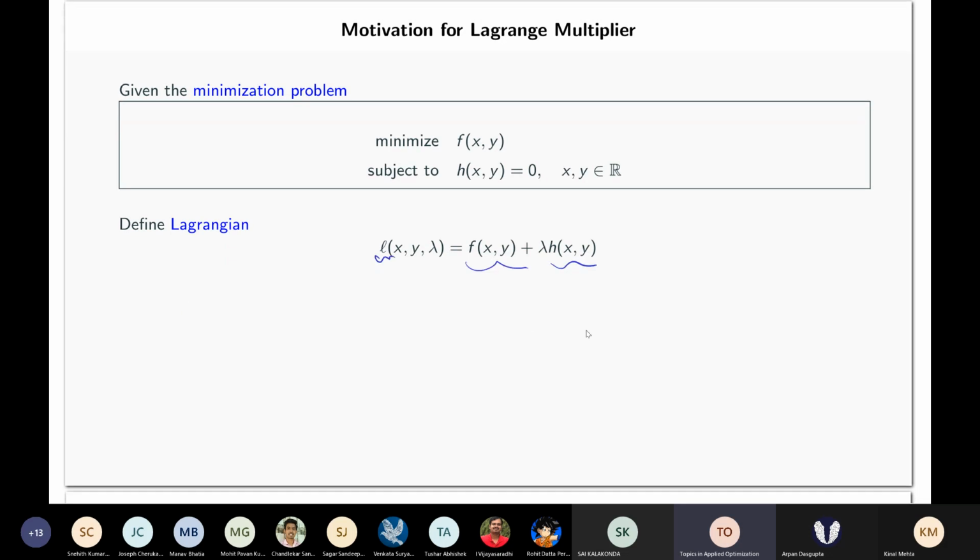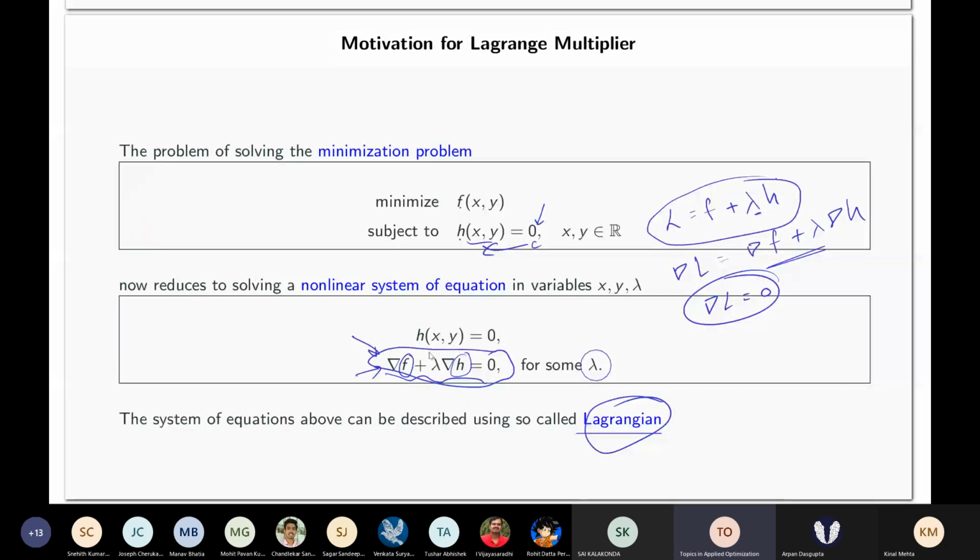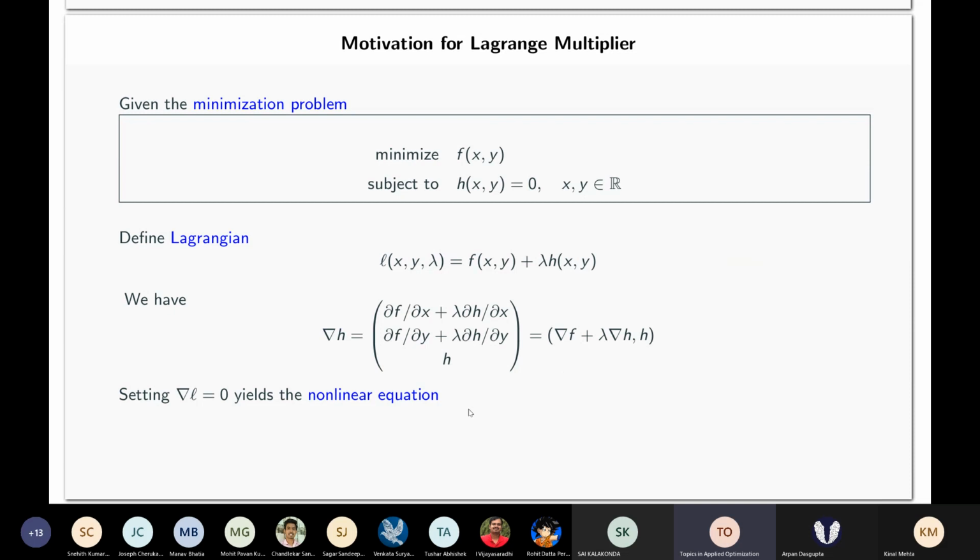We have written this compactly, right? All this can be written compactly as grad f plus lambda grad h, and h as a vector, and this equal to 0. That's what we have. So I can club both these conditions as a vector and equate it to 0. That's what is being done here. Setting grad L equal to 0 obviously gives the nonlinear equations that we have, right?